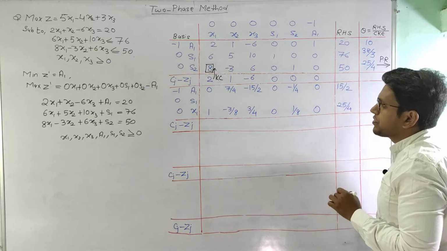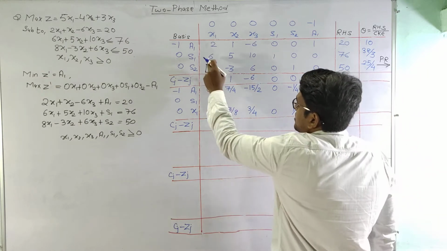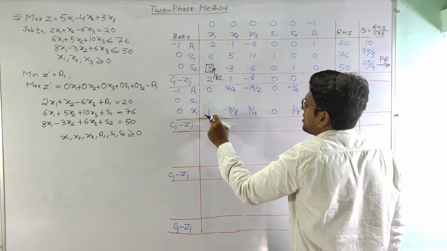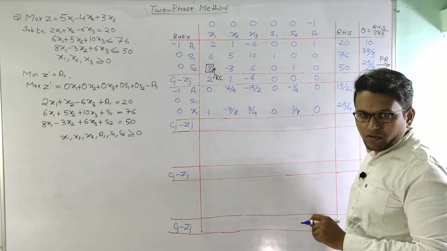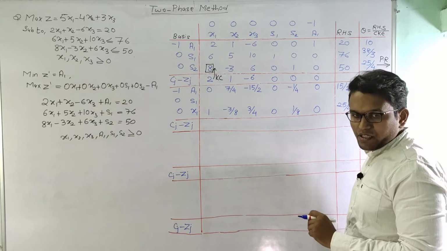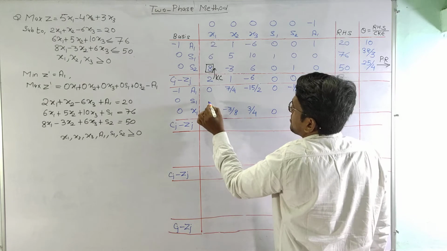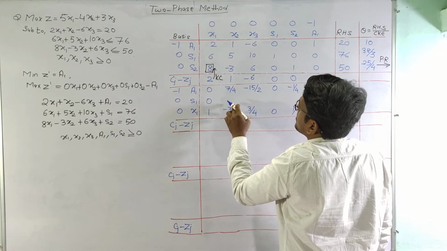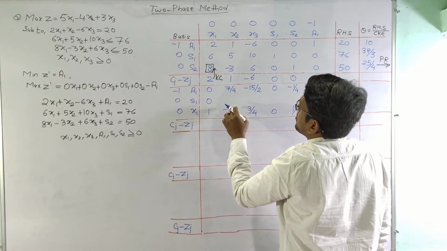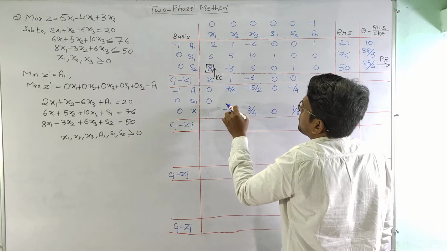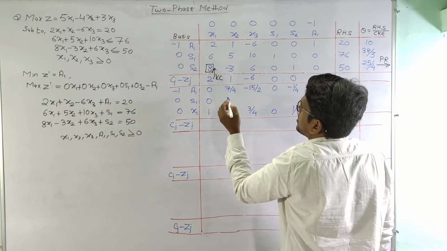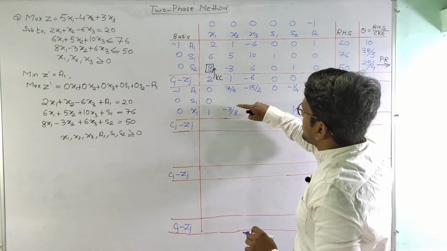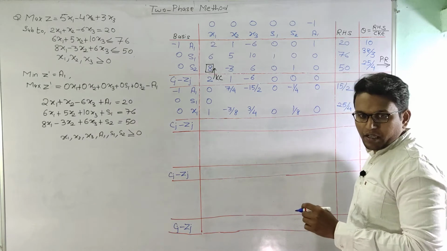Similarly, I need to make this element 0, so I will take row 2 minus 6 times the new row 3. Okay, row 2 minus 6 times new row 3. So this will be 6 minus 6 is 0. This will be 5 minus 6 times this, which will be 9 by 4, 9 by 4, plus 29, okay, this will be minus of minus plus. So this will be 29 by 4.